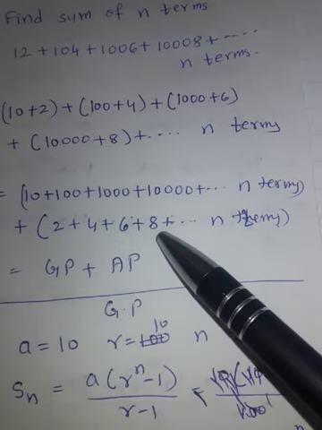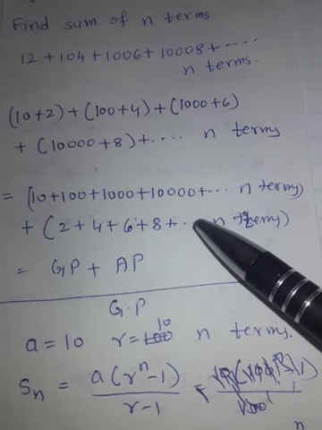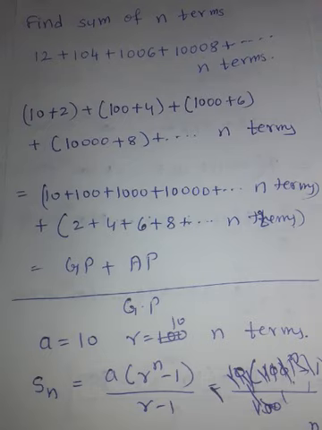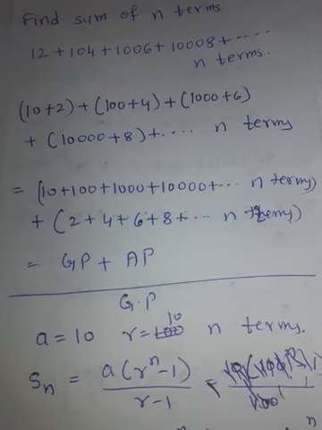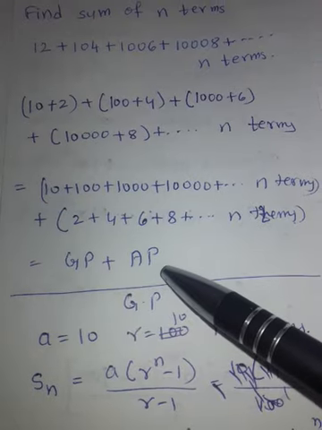And again this is what? This is AP because there is common difference. So this is the example of combination of GP and AP. Sometimes it's pure AP, sometimes it's pure GP, but this example is a combination of GP and AP.